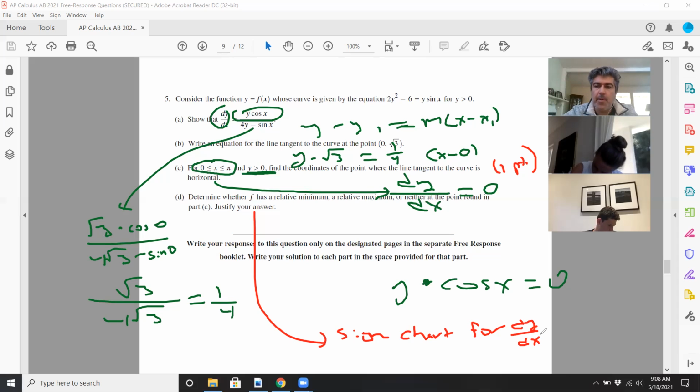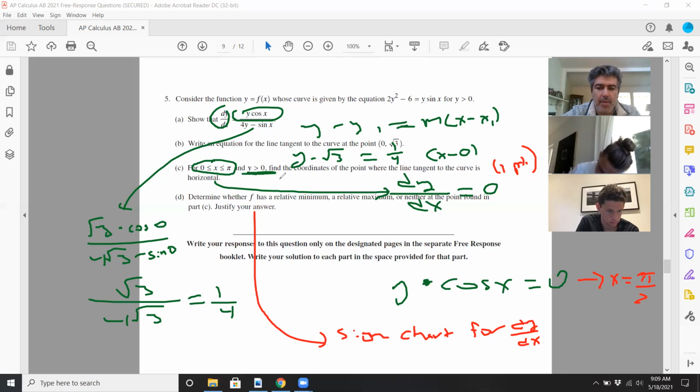What are you guys getting for x for part C? I got pi over 2. Yeah, so you should know your unit circle, right? Good. Y is positive, so y is not going to be 0 there. And in order to get a horizontal tangent line, you have to have dy over dx equals 0, because dy over dx is a fraction. The numerator must be 0. The numerator is y cos x, but y is positive, therefore cos x has to be 0. Knowing your unit circle, that only happens at pi over 2. Good. Okay. Don't take too long with that.